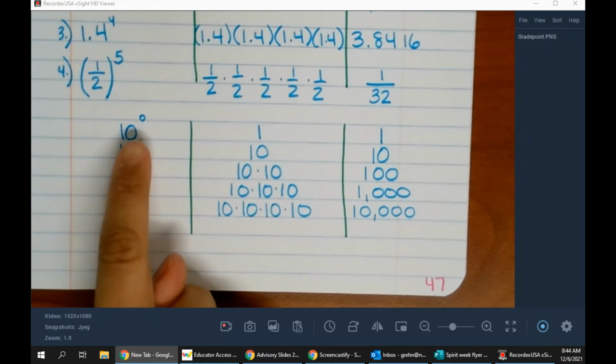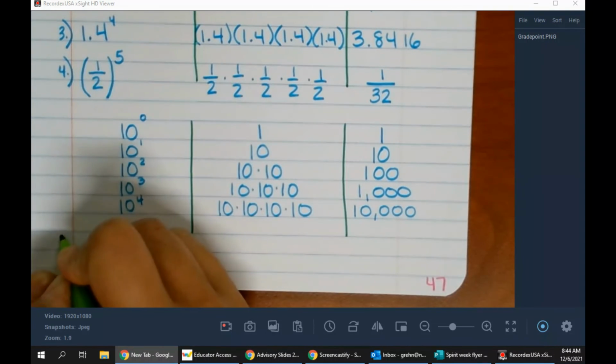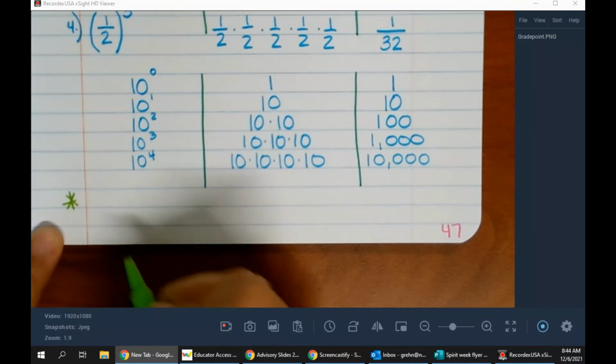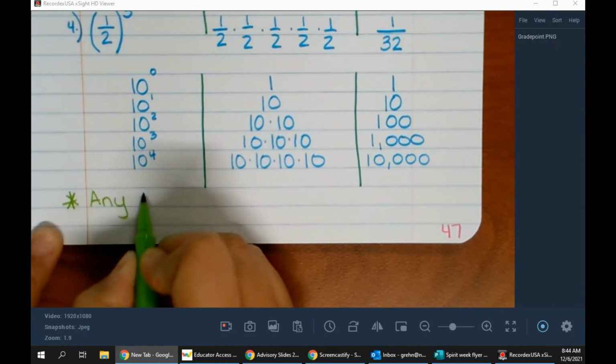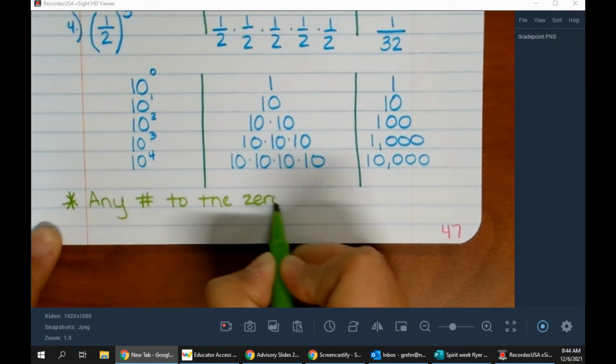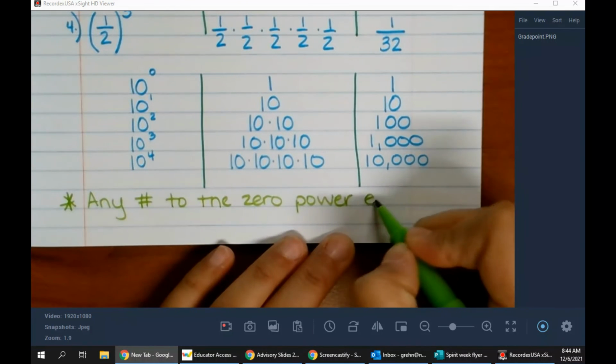And this is actually true for any base to the exponent of 0. So that's a really important fact that we want to make sure we copy down. And that is that any number to the 0 power equals 1.